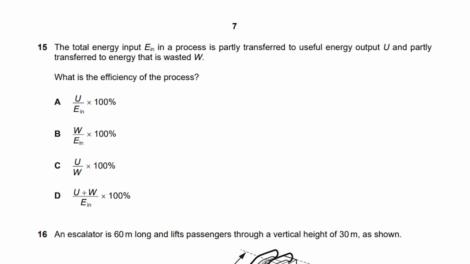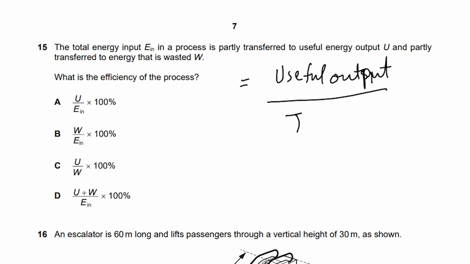Question number 15. The total energy input E in a process is partly transferred to useful energy output U and partly transferred to energy that is wasted W. What is the efficiency of the process? Now the formula for calculating efficiency is the useful energy output upon total input multiplied by 100%.